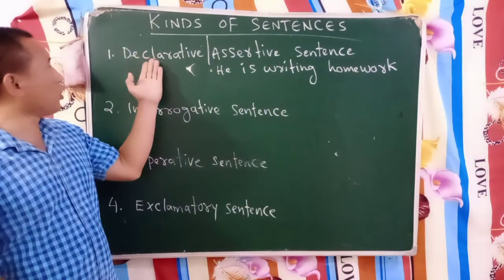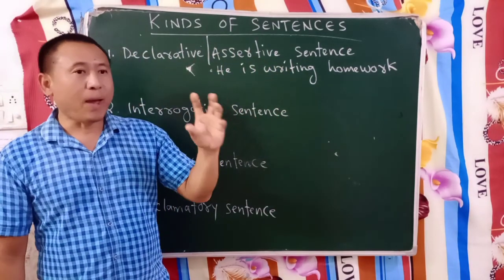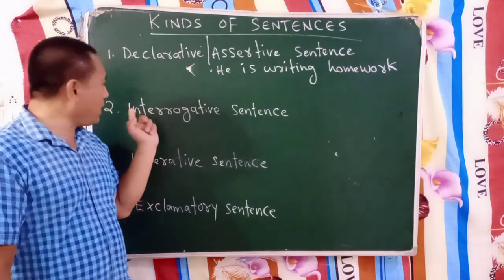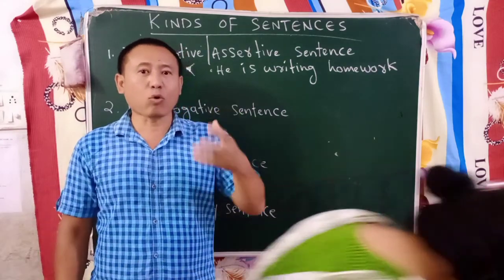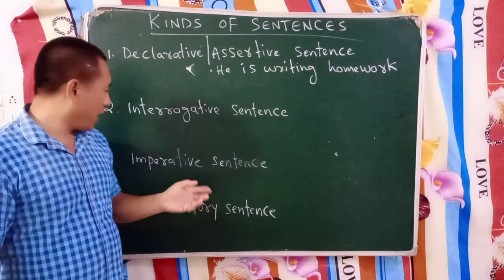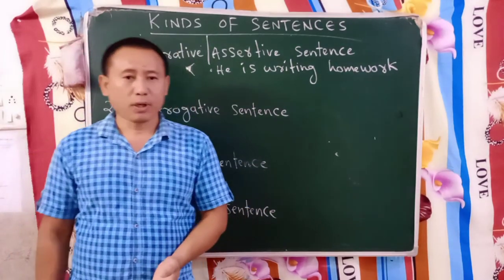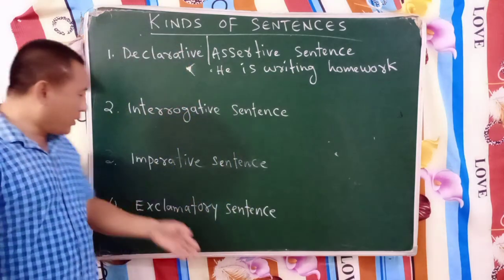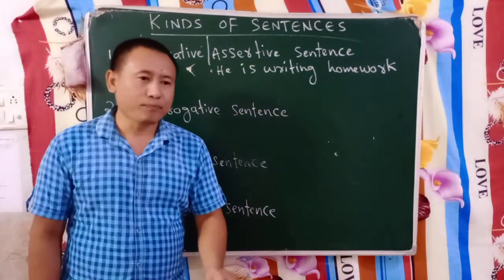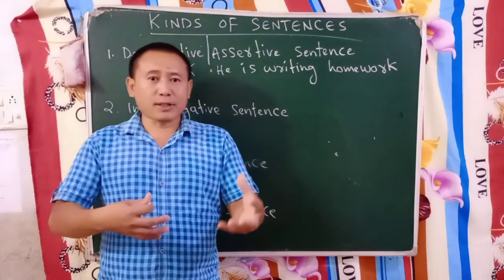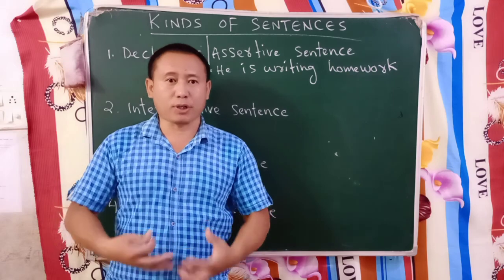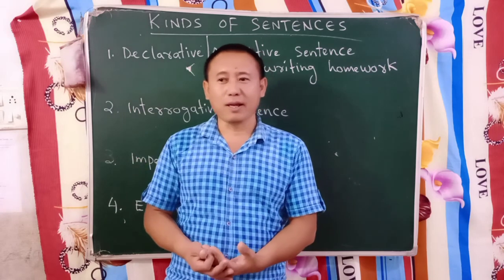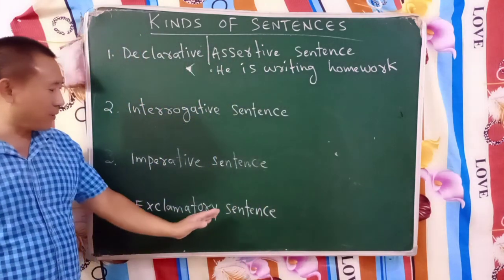Okay. So in short, declarative sentence makes a statement or declares something or someone to others. Interrogative sentence is asking a question. Imperative sentence, we order, we give advice, or we make requests. Exclamatory sentence is we express our sudden feeling or sudden emotion, when we are happy, when we are sad, when we are angry. That is called exclamatory sentence.